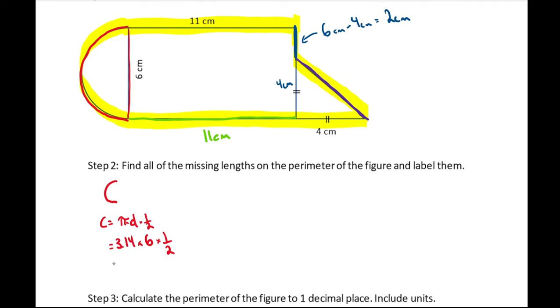And in the end, we should get a circumference of our semicircle of 9.42 centimeters. So that distance across is 9.42 centimeters. And now that only leaves us with finding the distance, or the length, of this diagonal.